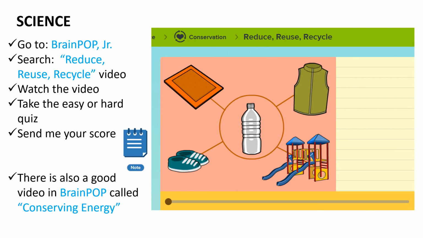In science today, you have been assigned an activity on Seesaw where you're going to go to Brain Pop Junior. You're going to watch the video Reduce, Reuse, and Recycle. After you've watched the video, you can choose whether to take the easy or hard quiz or both, and then send me your scores on a note. There's also another good video in regular Brain Pop about conserving our earth, and that's conserving energy. And that one, if you're interested, you can watch that one as well.